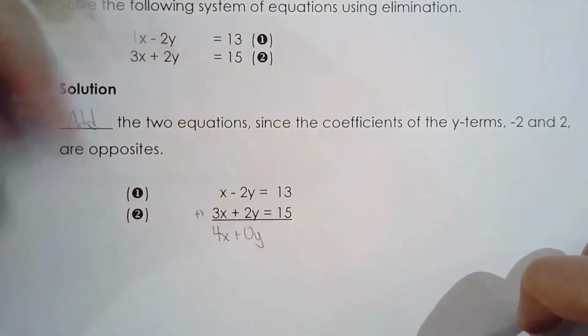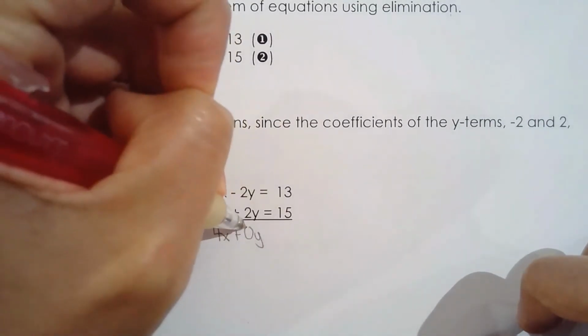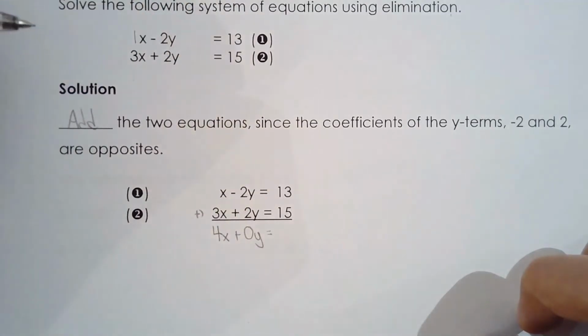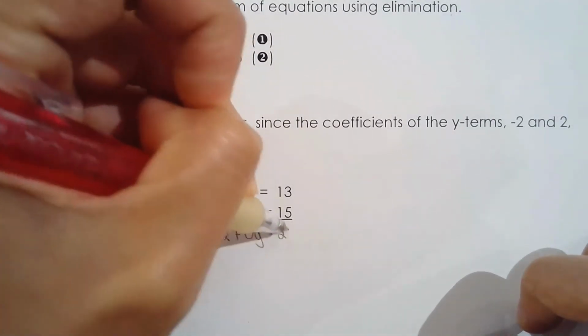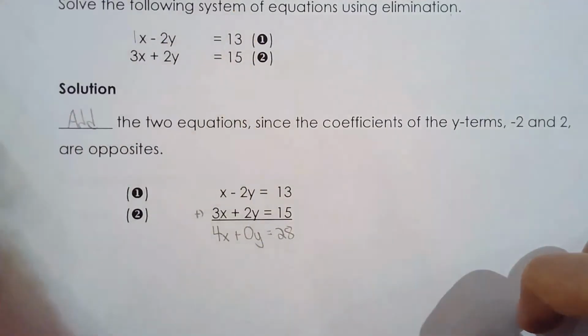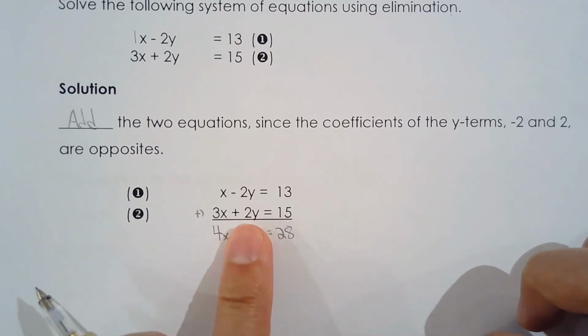You don't really need to write it down, but I'm going to write it down since it's our first time solving a system by elimination. And then 13 plus 15, 28. And look at that. Y is eliminated, right? You didn't really need that there. You have 4x equals 28.